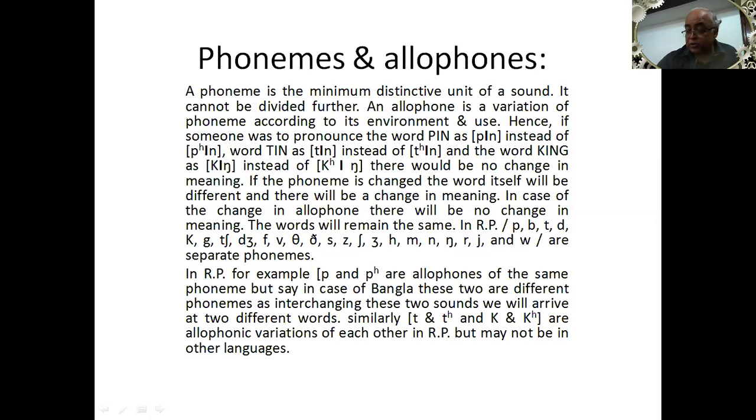If the phoneme is changed, the word itself will be different, and there will be a change in meaning. In case of the change in allophone, there will be no change in meaning. The words will remain the same. In RP, p, b, t, d, k, g, ch, j, f, v, th, s, z, sh, h, m, n, ng, r, y, and w are separate phonemes.